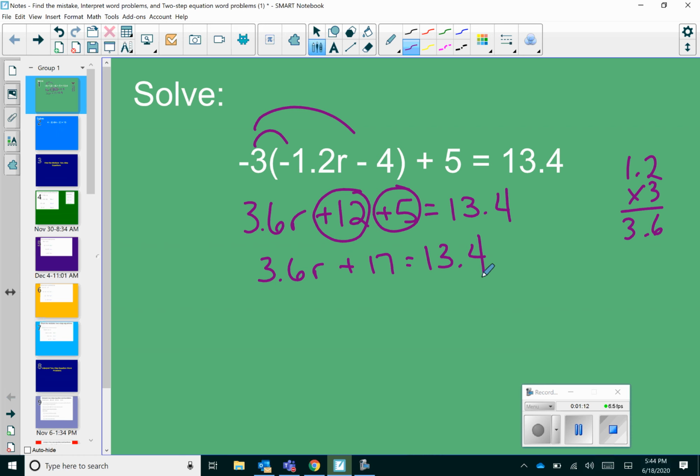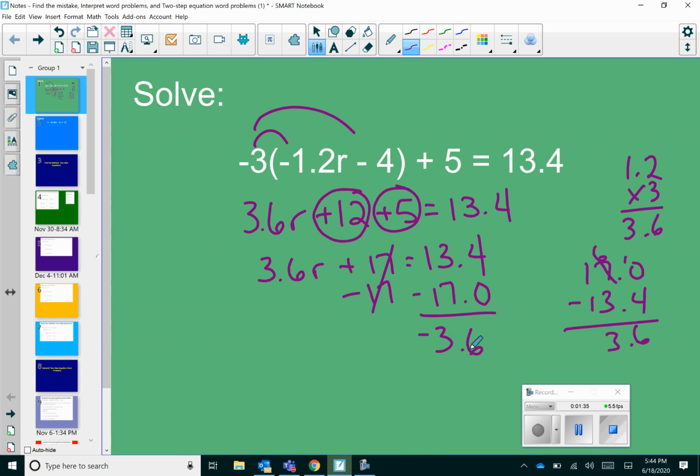And now we're ready to eliminate our constant. Since it's addition, we're going to subtract. So I've got a positive minus a negative. So notice that I'm going to end up with a negative answer here. One's positive, one's negative, so different signs, which means we're actually going to subtract them. That's going to leave me with a negative 3.6.